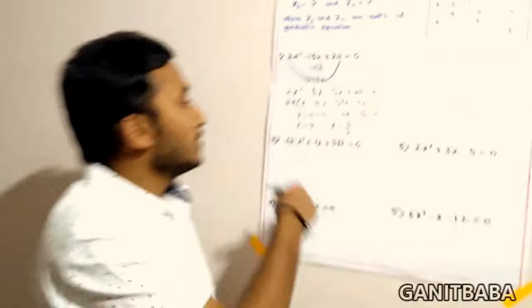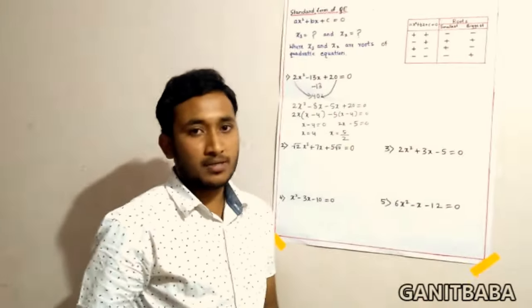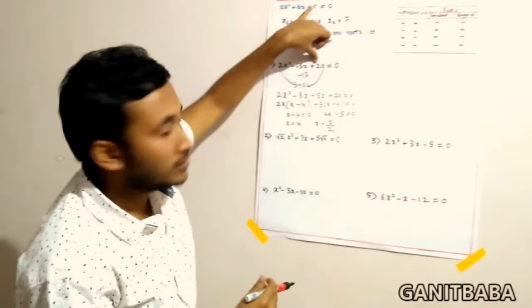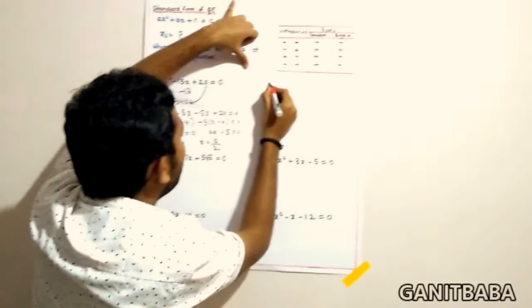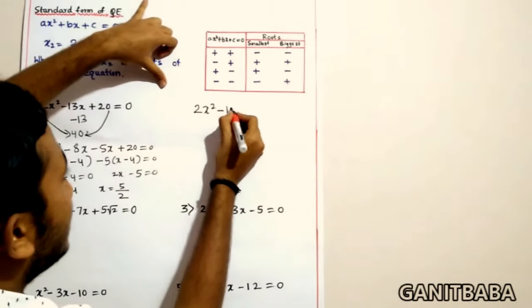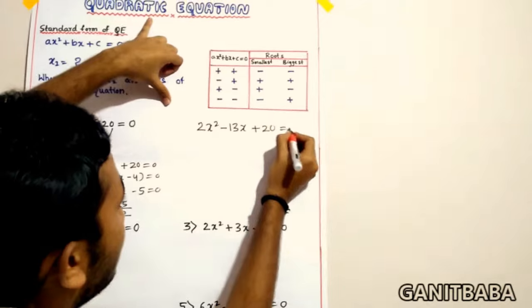This is the traditional method which we will follow. It takes much time, so we will go for a quicker method. So I will take the same problem and solve using quicker method. Okay, let's take the same problem. So that is 2x square minus 13x plus 20 is equals to 0.